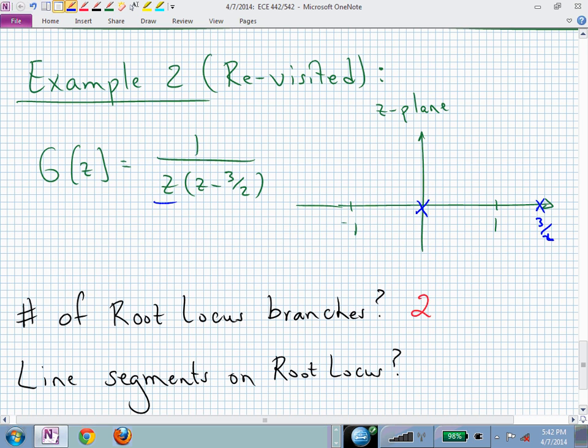I have another pole at 3 halves due to the z minus 3 halves factor. Now I have 3 real line segments. One from 3 halves all the way to plus infinity, another line segment from 0 to 3 halves. It's an ugly 3 halves, isn't it? And another line segment from 0 all the way to minus infinity. It's not much better. Are any of those line segments on the root locus?